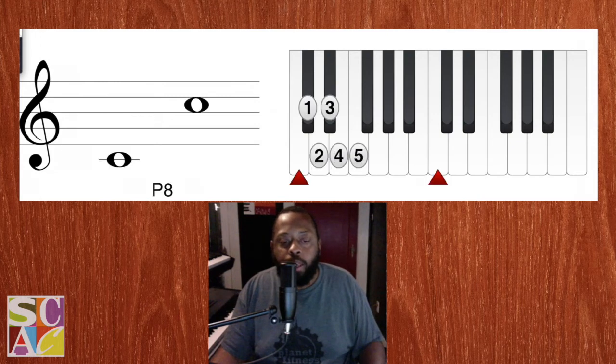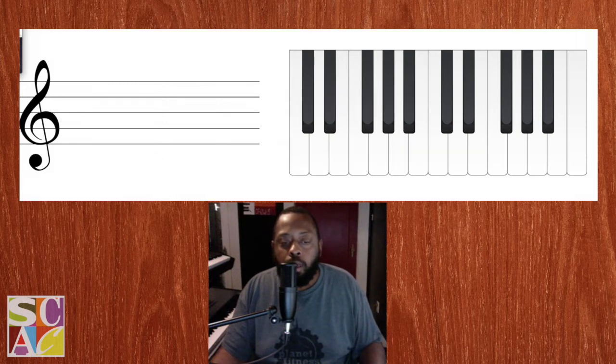And finally, from C to C is called the octave, and it consists of 12 half steps. And as you can see, it's basically all the half steps from C to C. Now, let's discuss the minors.